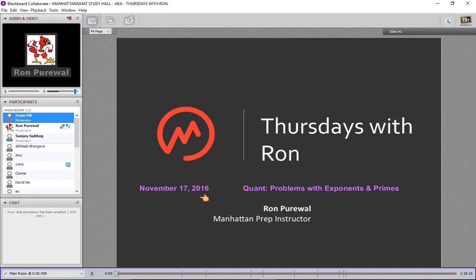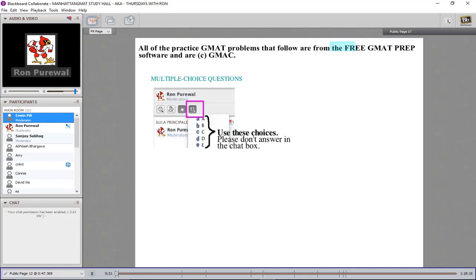Today is November 17th, and we're going to be doing some quant today with exponents and primes. So let's do it. We just went over the rules and all that kind of stuff. Just to show you this again, these problems are all from the free GMATPrep software, which is copyright GMAC. Okay. Let's do the problem.